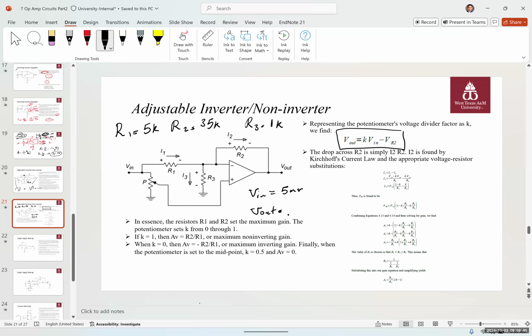Let's do it this way. I'm sorry, I forgot to mention the K. Let's say V out is 20 millivolts. What is K? Or we can do it the other way around. We can say K is, for example, 6, and we want to find V out.